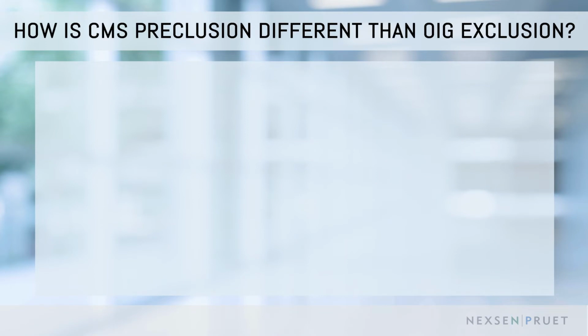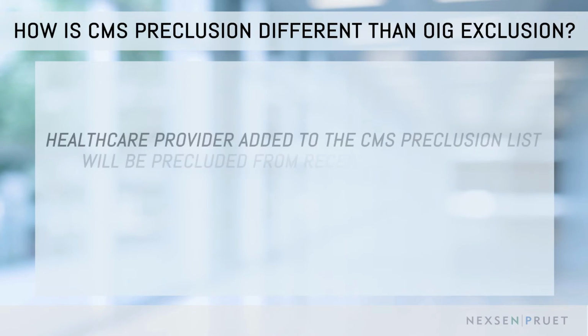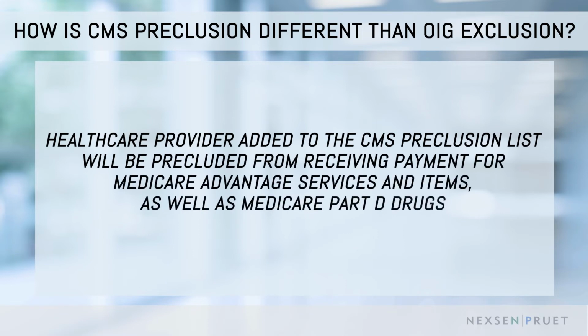How then is CMS preclusion different than OIG exclusion? A healthcare provider added to the CMS Preclusion List will be precluded from receiving payment for Medicare Advantage services and items, as well as Medicare Part D drugs.